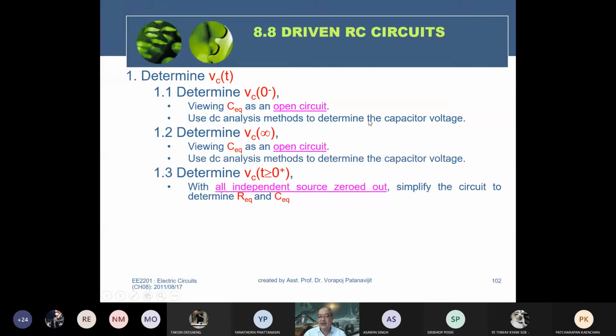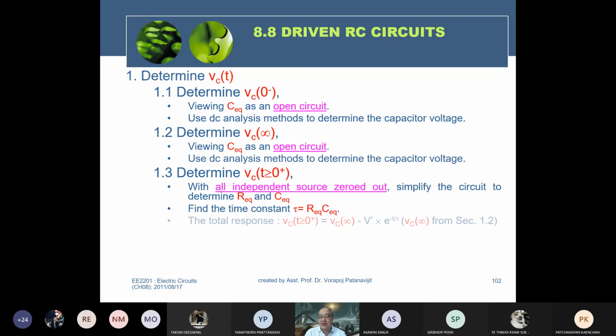At time infinity, you can see the circuit. If the capacitor is fully charged, it performs like an open circuit. And after you replace C by the open circuit, you use the DC analysis method to determine the capacitor voltage. The third one, you determine the capacitor voltage for time greater than 0 by determining the equivalent resistor and the equivalent capacitor. Determine the time constant and substitute them, and you get the general form solution of the capacitor voltage.